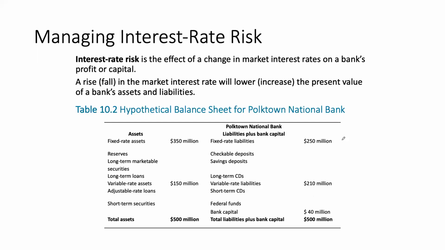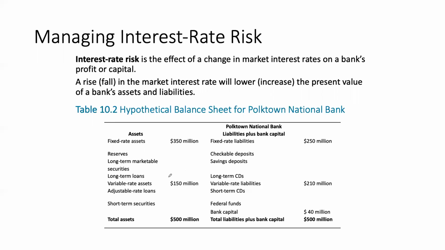And on the liability side, it has fixed rate liabilities of 250 million, variable rate liabilities of 210 million, and bank capital of 40 million. So the balance sheet balances. But the crucial thing to recognize here is that fixed rate assets pay out a specified interest rate, so they don't have any interest rate risk attached to them. The same thing with fixed rate liabilities, that there is a constant cost of borrowing which is pre-agreed to, so that rate doesn't change.